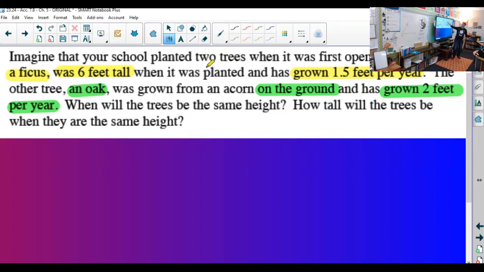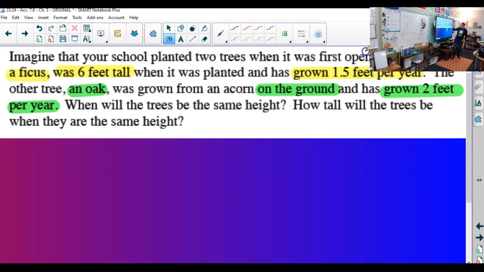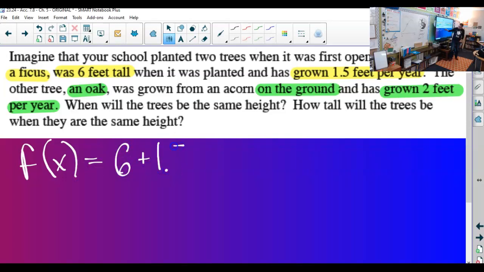F of x. I'm going to use F for ficus. Oh my god. It's a ficus tree. Maybe I'm just pushing the U in the omelet.